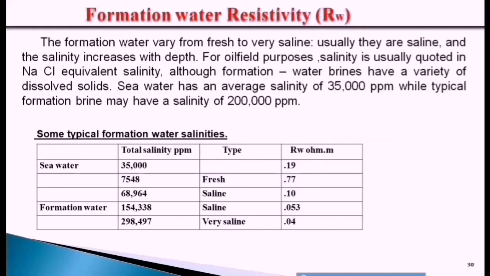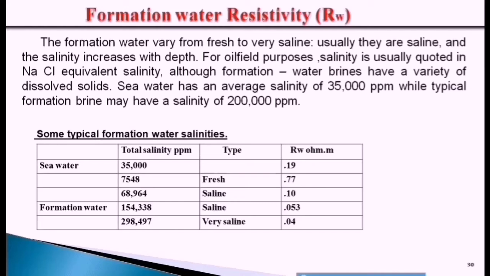So the formation water varies from fresh to very saline. Usually they are saline, and the salinity increases with depth. For oil field purposes, salinity is usually quoted in sodium chloride equivalent salinity. Also, formation water brine has a variety of dissolved solids. Seawater has an average salinity up to 65,000 ppm, while typical formation brine has salinity around 200,000 ppm.